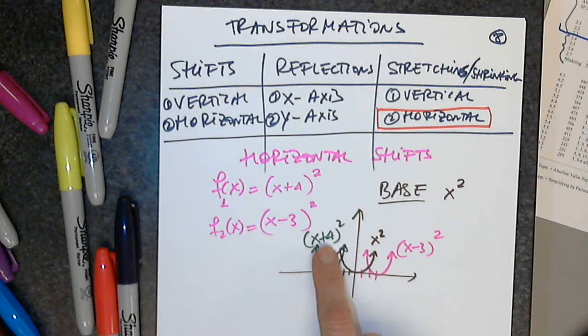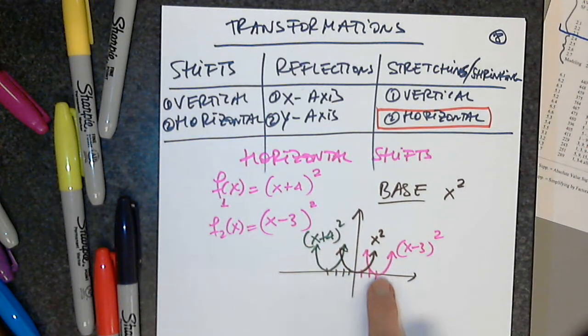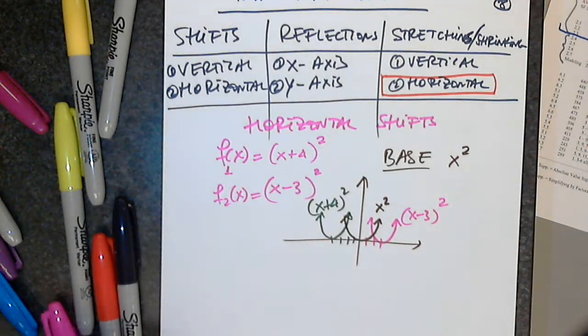When I set this equal to 0, I get the x-intercept as being negative 4. When I set this equal to 0, I get the x-intercept at 3. Is that better? Okay, very good. Now let's talk about vertical shifts.